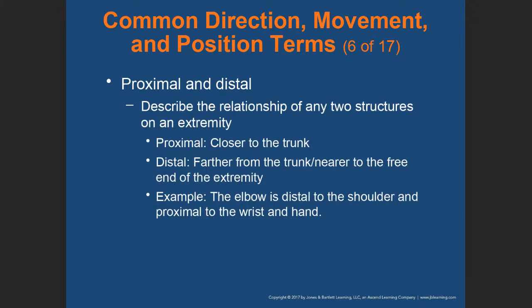Proximal and distal describe the relationship of any two structures on an extremity. Proximal, closer to the trunk; distal, farther from the trunk, nearer to the free end of the extremity. The elbow is distal to the shoulder and proximal to the wrist and hand.